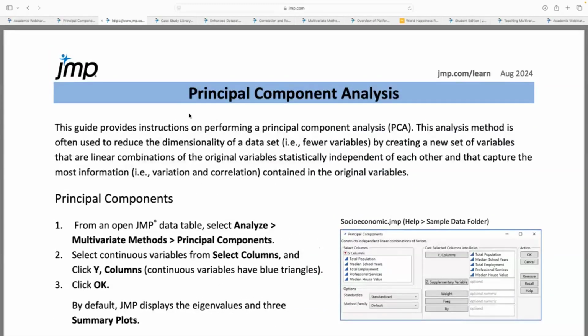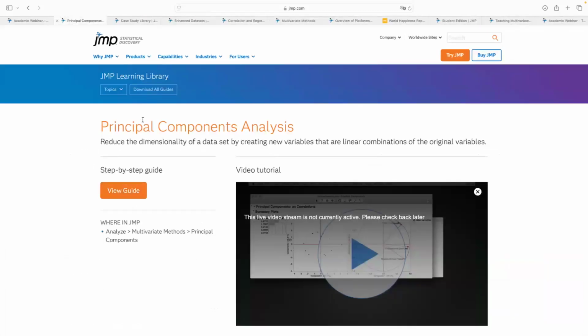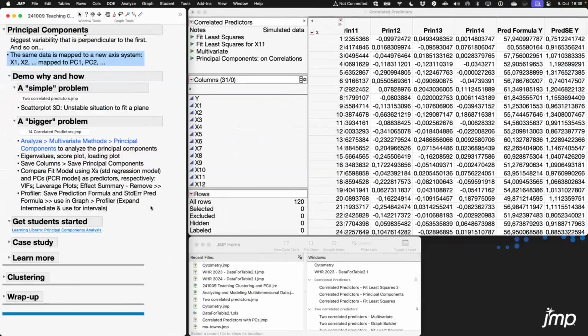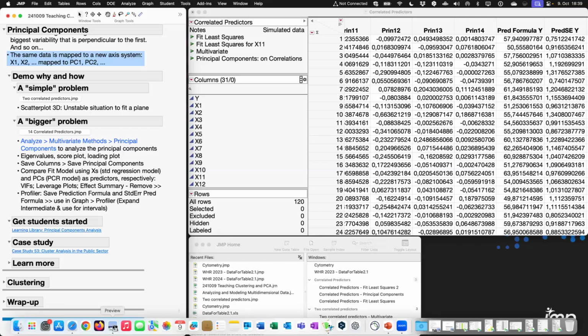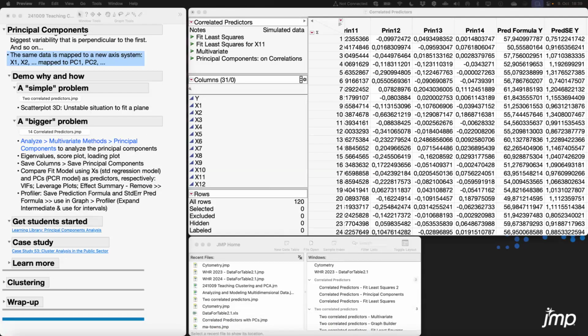This is just one guide for principal components, and there are 100 more in the learning library. We also have case studies, and there is a case study on cluster analysis in the public sector. And I can just give you an idea if I did it. Let's see.